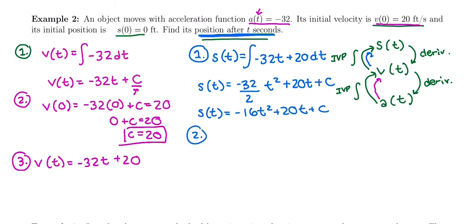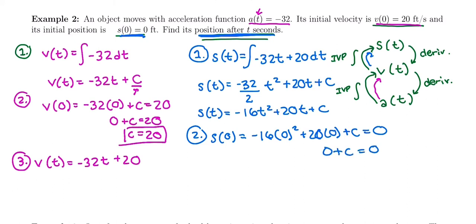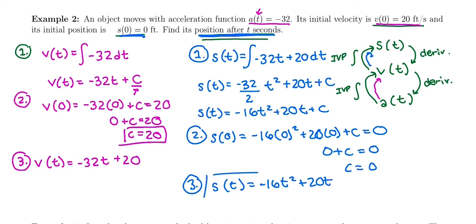And our second step is to use the point we're given, and it's that s of 0 is 0. So we'd have negative 16 times 0 squared plus 20 times 0 plus c is supposed to equal 0. And so negative 16 times 0 squared plus 20 times 0 is all going to be 0 plus c is 0, which means c has to be 0. So our position function is just going to be s of t is negative 16t squared plus 20t. We could write plus 0 at the end if we want to, since that's what c is, 0, but you don't have to write a plus 0.